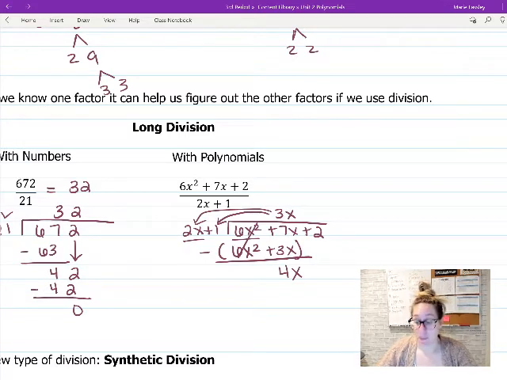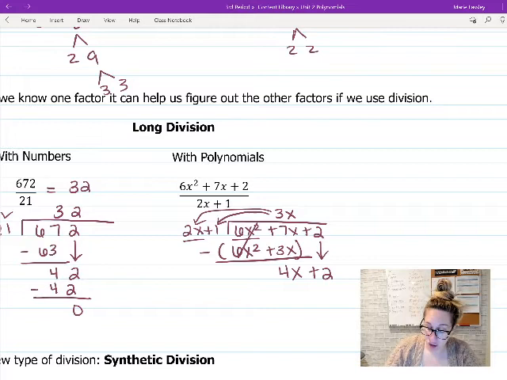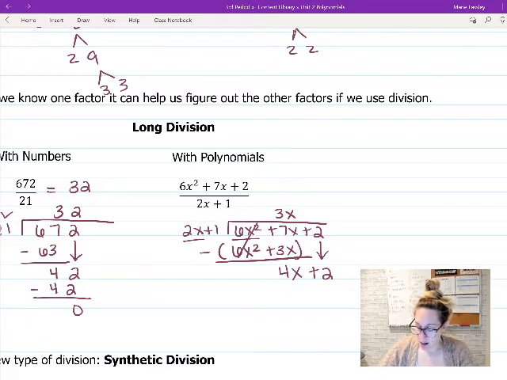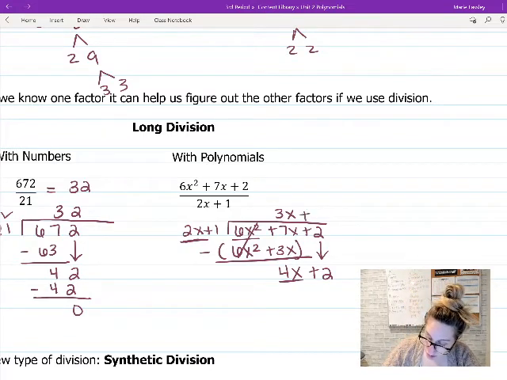All right, now I bring down my plus 2. And now I just repeat that same pattern. All right, so I'm looking at 2x versus 4x. So 2x times what is going to give me 4x? Just 2. So I do a plus 2 up top. All right, and now I multiply. So 2 times 2x is 4x.